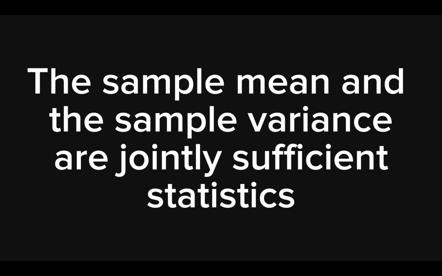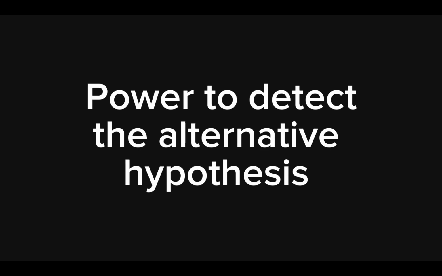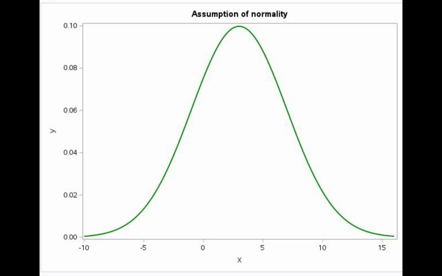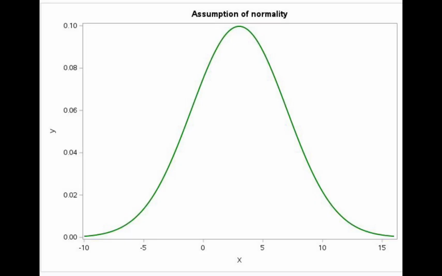But there is another reason to use the sample mean rather than the median. And this reason has to do with statistical hypothesis testing and power to detect the alternative hypothesis. And this is the real practical reason why we use means. You see, under the assumption of normality, our standard parametric tests based on sample means and variances are more powerful than their non-parametric analogs. Remove the assumption of normality, and you may be better off dealing with the median.